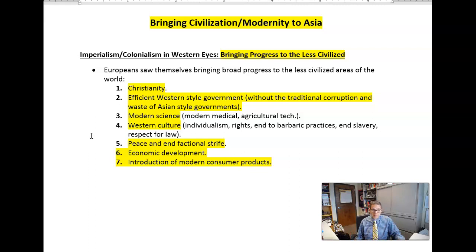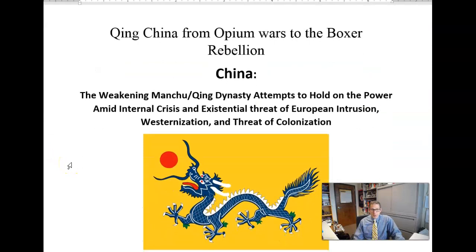Especially depends on are these things brought in with coercion, through force, through colonization, through imperialism? And oftentimes the answer to that would be yes. Okay. Let's move on to China and talk about what's going on in China.